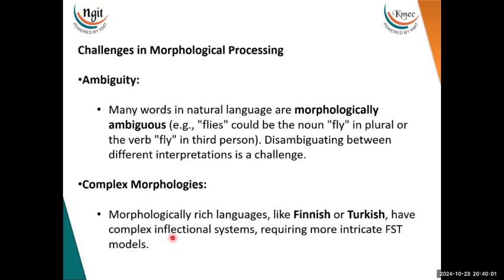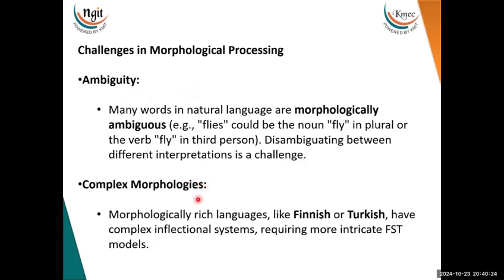And what are the challenges in morphological processing? Ambiguity is a challenge, which we have seen in almost each and every concept that we are covering. Many words in natural language are morphologically ambiguous. For example, flies could be the noun fly in plural, or the verb fly in third person. Got it? So disambiguating between different interpretations is a challenge.